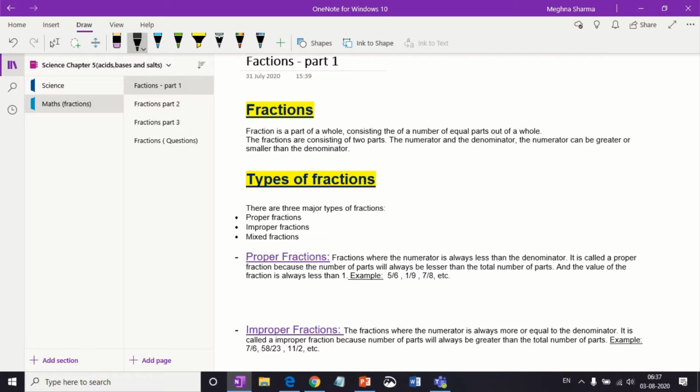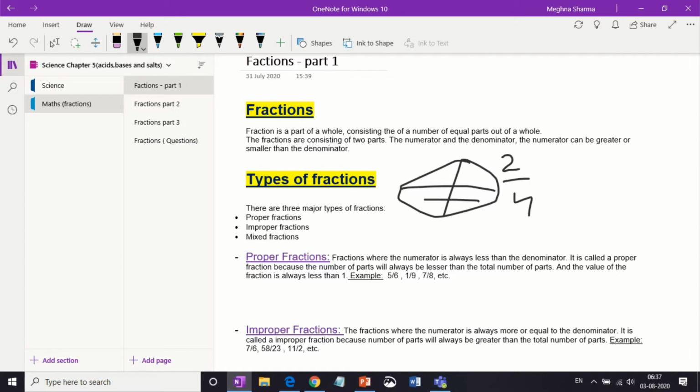What does this mean? Now let me take a pizza for example and divide it into four equal parts, and I eat two parts of it. What is the total number of parts over here? 4. And how much did I eat? 2. So 2 by 4. This becomes your fraction.